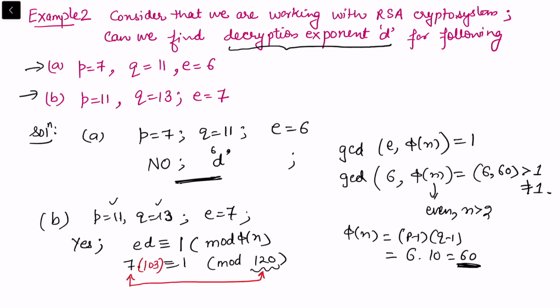Because the GCD of 7 and 120 is 1 and that divides 1, this is like a linear congruence, we'll find a unique solution here. So we find D is equal to 103. That is the decryption exponent.